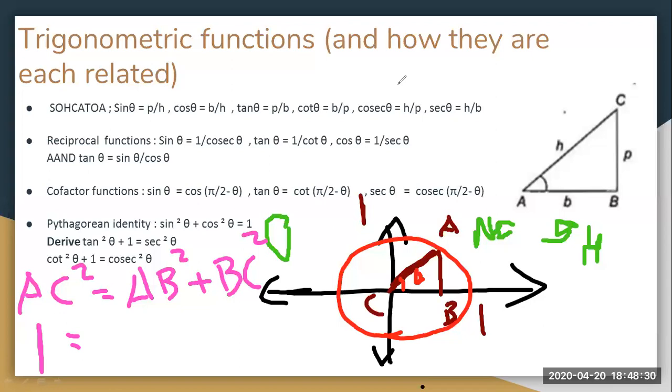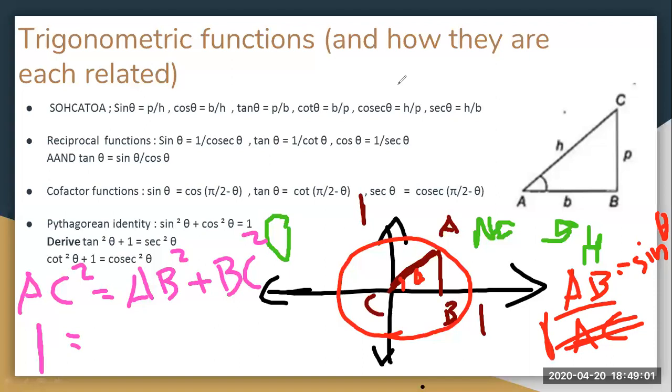So sine theta is equal to AB by AC, right? And AC is 1 because it's a unit circle. It's only 1 unit, and this thing is equal to sine theta. So AB is equal to sine theta in this unit circle. So AB square, if AB is sine theta, then AB square is sine square theta, right? So this is sine square theta.